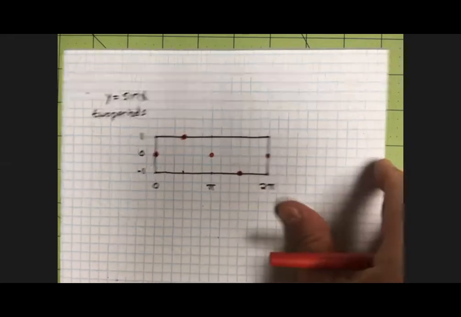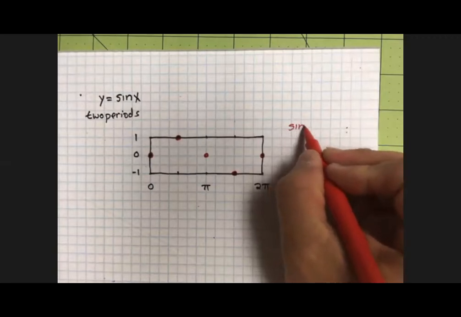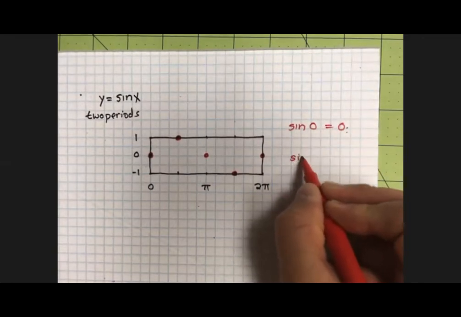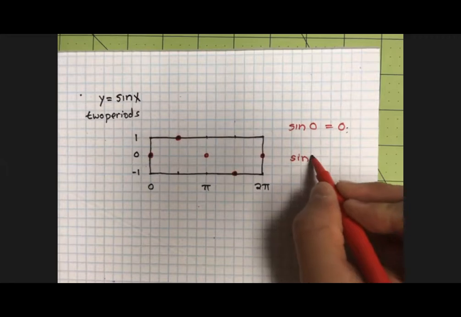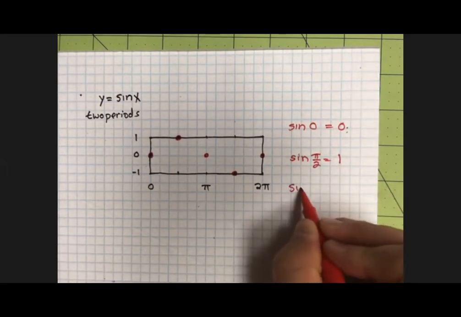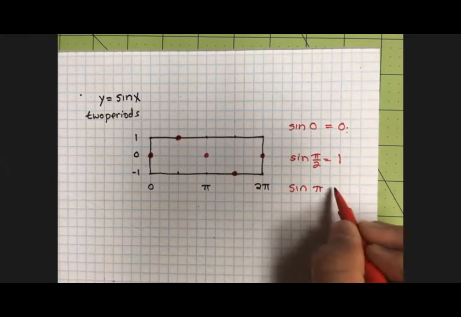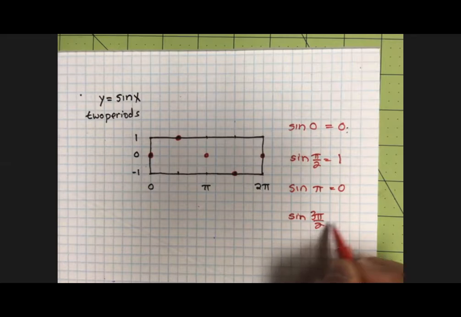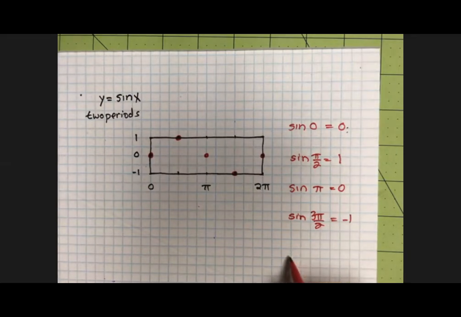So this reflects the fact that sine of 0 radians is 0. Sine of pi over 2 radians is 1. Sine of pi radians is back to 0. Sine of 3 pi over 2 radians is down to -1. And sine of 2 pi is back to 0.